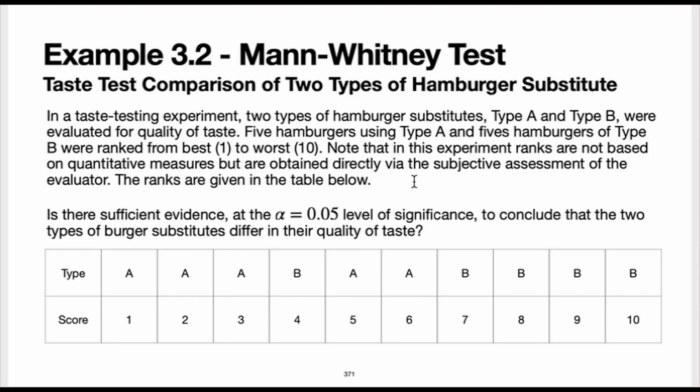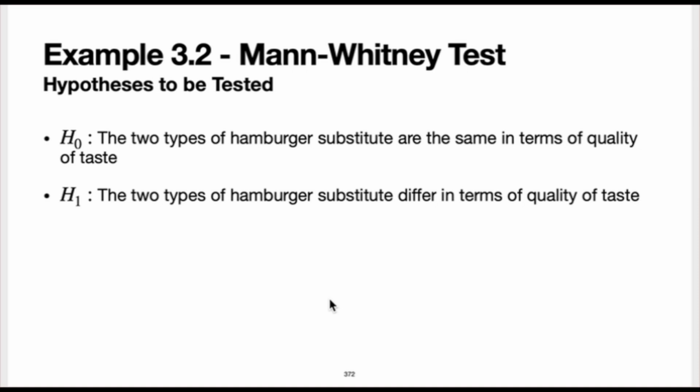So the ranks are given in the table below. For each sample, we have the type of hamburger substitute, whether it's A or B, and then we have the rank score assigned to it by the evaluator. So the question is: is there sufficient evidence at the 0.05 level of significance to conclude that the two types of burger substitutes differ in terms of their quality of taste? So the null hypothesis will be that the two types of hamburger substitute are the same in terms of quality of taste. The alternative will be that the two types of hamburger substitute differ in terms of quality of taste.